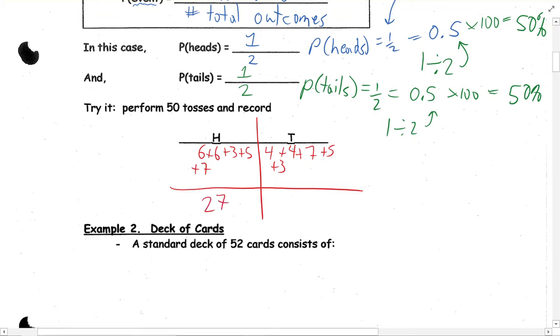Over here, I got 4 plus 4 is 8. 8 plus 7 is 15, plus 5 is 20, plus 3 is 23. Okay, so when I perform 50 tosses, guess what? I am close to 50% each.